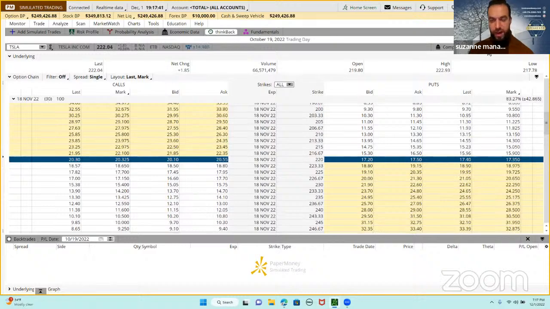So I picked October the 19th because just after the market closes, that's when Tesla was reporting earnings. So I could expect that there was going to be high volatility on this option chain. And notice the expiration I chose for this strategy is 30 days out.